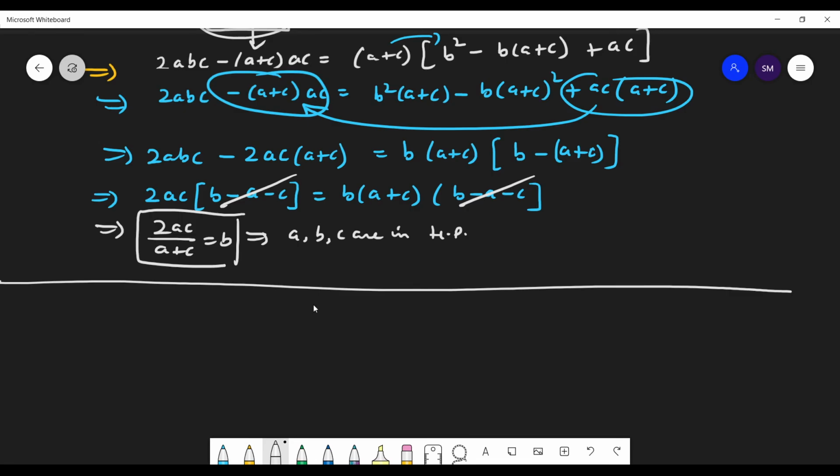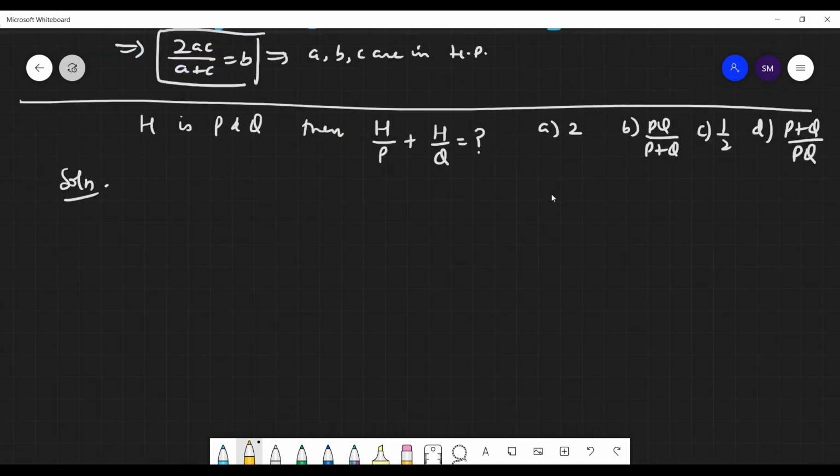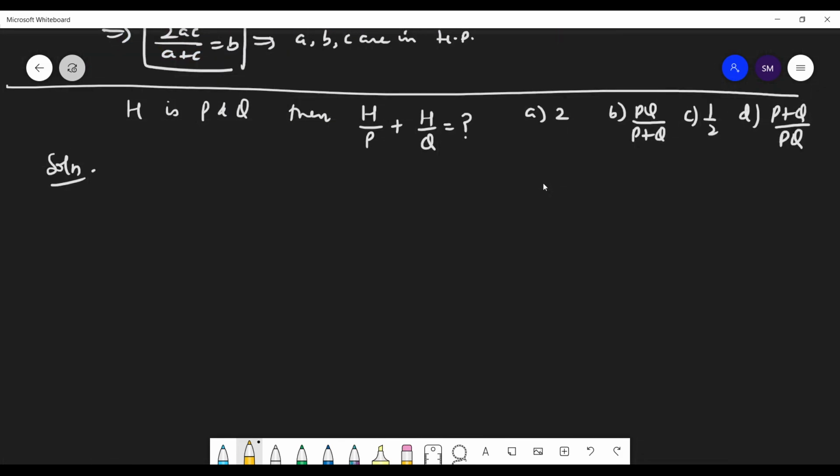Okay. So students, next question is, if H is the harmonic mean between P and Q, then what is the value of H by P plus H by Q? So what's their sum? And the choices you have is 2, or PQ upon P plus Q, or 1 by 2, or P plus Q by PQ. So that's the choice. Okay. Find the solution.